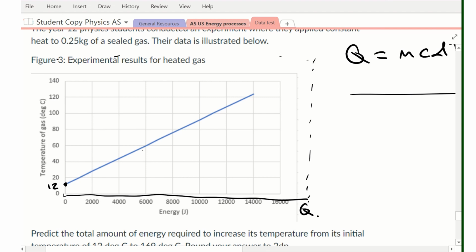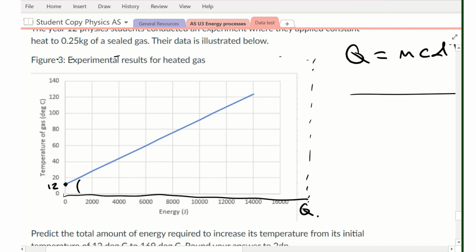Now, you can use any different points along this entire function. You could use between here and the initial. You could use halfway, and here, it doesn't matter. As long as you've got 2 points, you can calculate its gradient because the gradient is proportional to C. Now, I would suggest using the easiest numbers you've got.